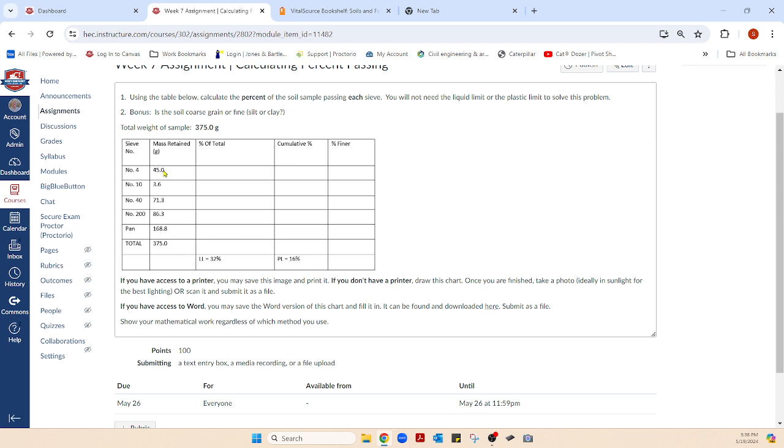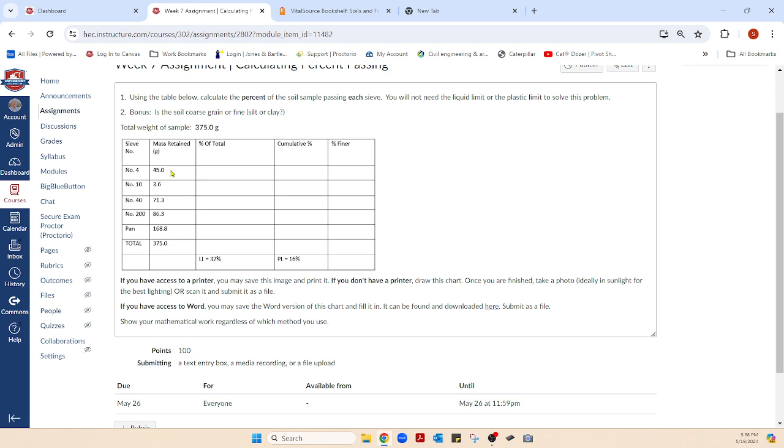So the number 4 would be 45 divided by 375, as you see up here. That's the total. And then multiply that times 100, and that will give you your percent passing and your percent of total right here. I'm sorry, by taking 45 divided by 375 times 100, put that percent in here, and then add the previous. You don't have a previous one here, so your cumulative would be the same thing. Just put whatever percent.